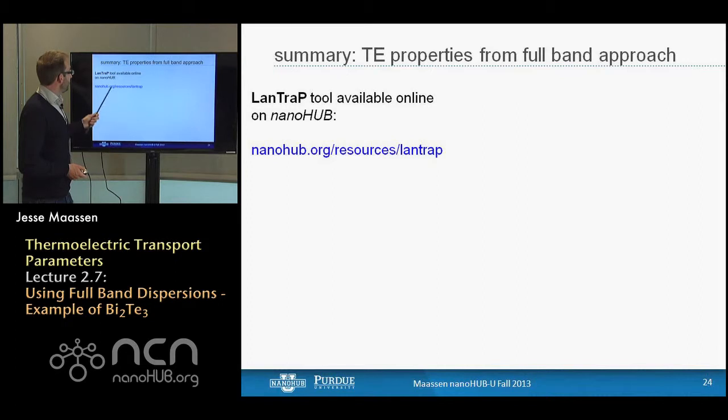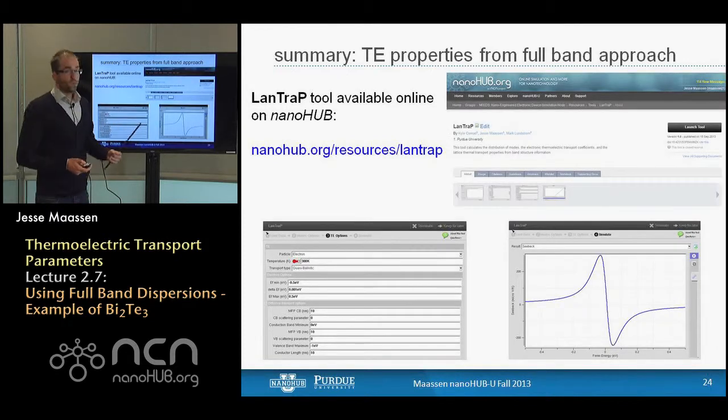Now I wanted to mention that we've developed a tool called LandTrap, which is available on nanoHUB at this URL. This particular tool takes in some general electron or phonon dispersion and then computes the modes and also all the thermoelectric properties from that. And it also considers things like different temperature. It handles ballistic, quasi-ballistic, and diffusive transport.